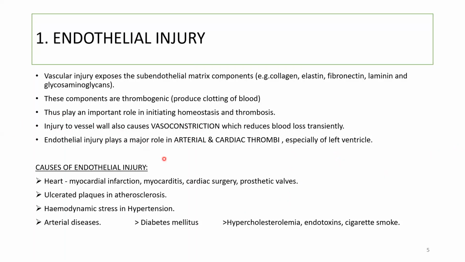Then endothelial injury also plays a major role in arterial and cardiac thrombi, especially of the left ventricle of the heart. Arterial and cardiac thrombi means the thrombi which originate from the arteries, and cardiac from the heart, especially the left ventricle. So endothelial injury usually occurs in these cases. And then what are the causes of this endothelial injury? Why should this occur? So heart.